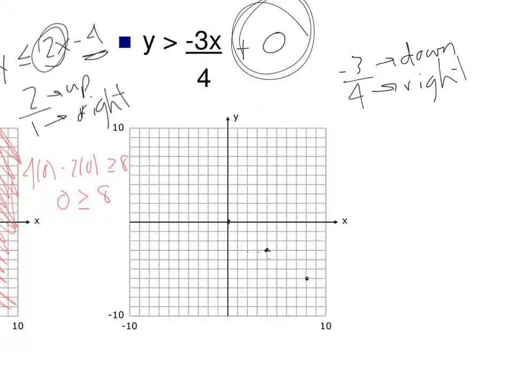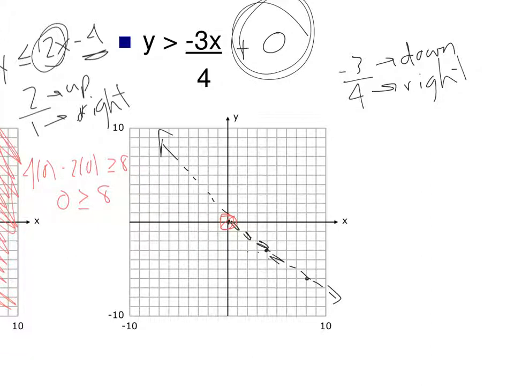Let's make sure that it is dotted in this case. So it's going to look something like this. Something like that. Excuse my marks, I'm trying to do this on an iPad. Now let's look. Notice that I cannot test 0, 0. That's a point on my line. I need to try something that's not on my line.